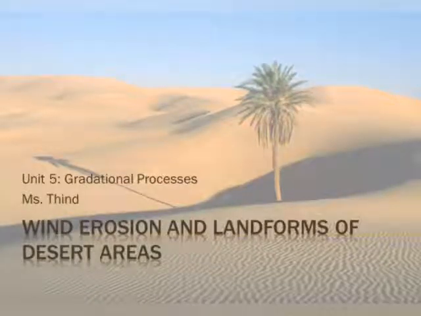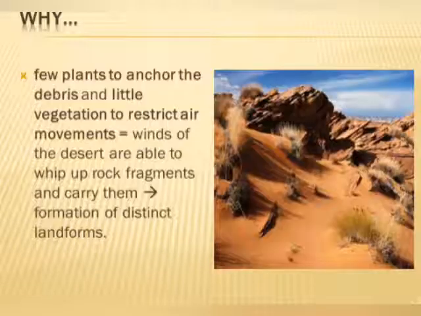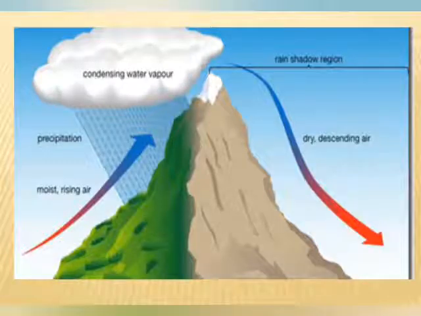Wind erosion and landforms of desert areas. The desert is an area in which the annual rainfall is not sufficient to maintain a continuous cover of vegetation, so wind has an opportunity to play a major part in the creation of desert landforms. Since there is a lack of rainfall and little erosion by the action of water, wind plays a key role in the creation of the desert. Why? Few plants to anchor the debris and little vegetation to restrict air movements means winds of the desert are able to whip up rock fragments and carry them, leading to the formation of distinct landforms.